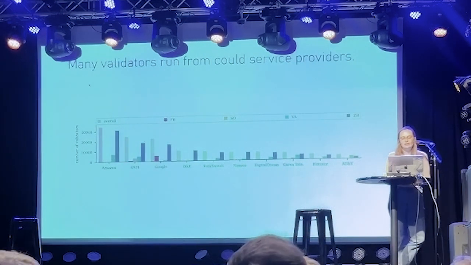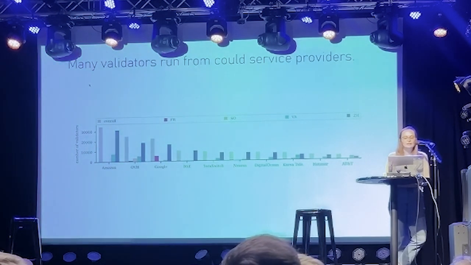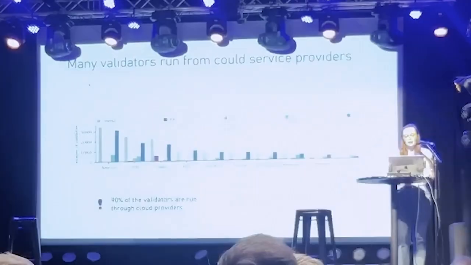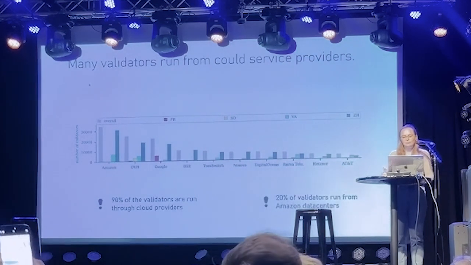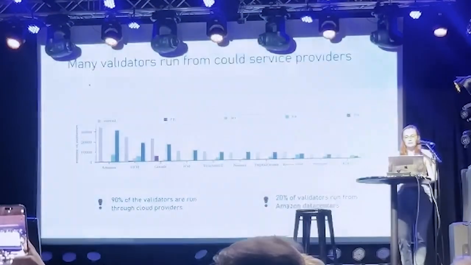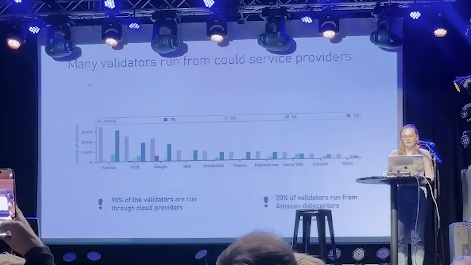Now, finally, let's also look at where these validators are running from. So which organizations. I'm showing the biggest 10 on the slide here. And around 90% of validators are running through cloud providers. And the biggest chunk of them are running from Amazon data centers, so around 20%.